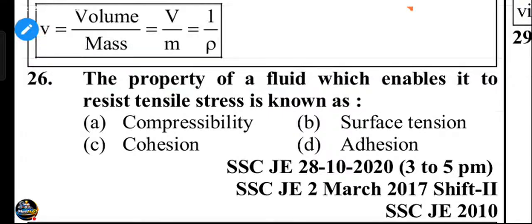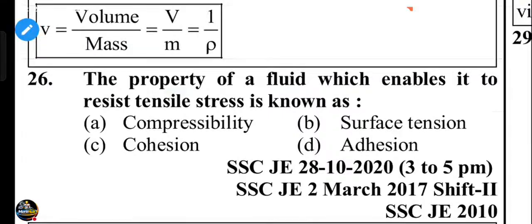I am a student of mechanical engineering. Those who are preparing for the SSC JE, RRB JE technical exams on the basis of mechanical engineering, for them previous year questions are very important.